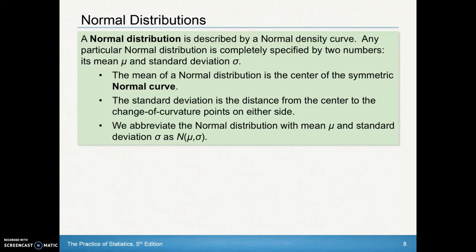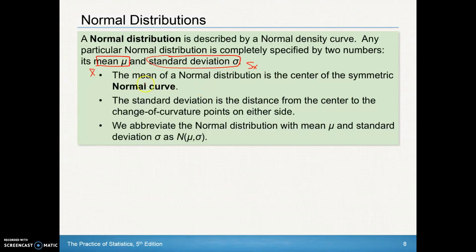So any particular normal distribution is completely specified by two numbers that we just said: mean, mu, and standard deviation, sigma. And again, we're not using those terms, x bar for mean and s sub x for standard deviation, because those are very specific values that we would have. These values are generalized to the whole population.